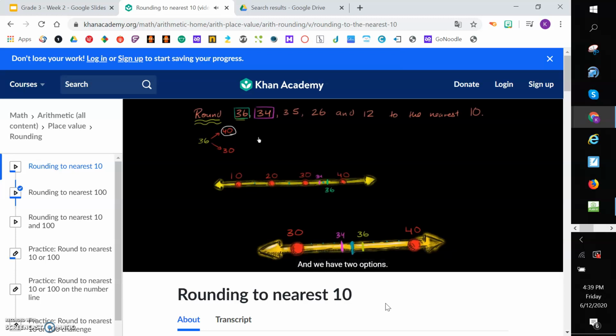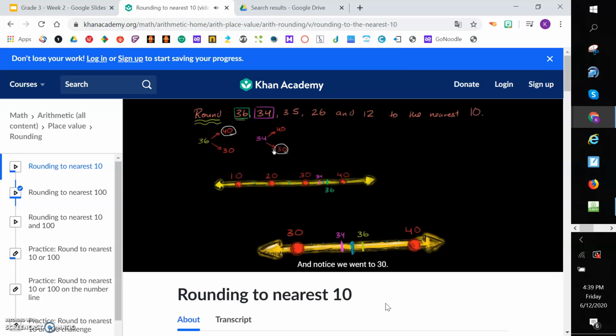34. And we have two options. The multiple of 10 above 34 is 40. The multiple of 10 below 34, again, is 30. Now, which one is it closer to? Well, it's only 4 away from 30 and 6 away from 40, so it's closer to 30. So we are going to round down to 30.